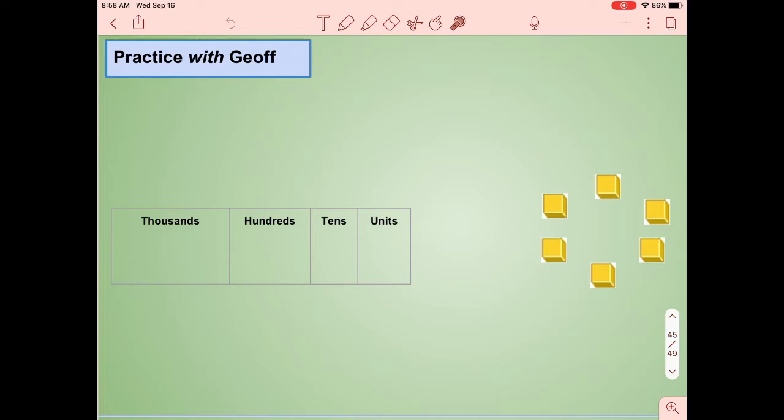All right, I'm going to go ahead and solve this. This will be pretty straightforward. I have 1, 2, 3, 4, 5, 6 units. So I'm going to write this as 6 in the units place. That's just the number 6. That one's pretty easy.